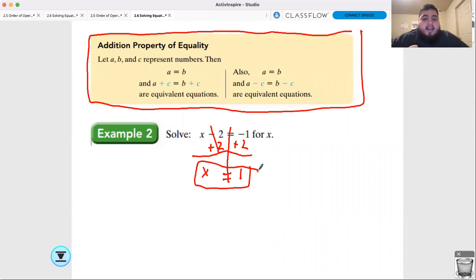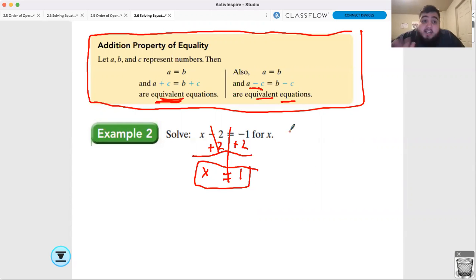Excellent, sir. Excellent, excellent. So what I want to talk about is this property. Let me read this property to you so y'all know what it's saying. So the addition property of equality says that if A, B, C represent numbers, then A equals B and A plus C equals B plus C are equivalent equations. Or A minus C, B minus C are also equivalent equations. What this property is saying, class, is that if we add a number to one side and we add it to the other side, the equation does not change.